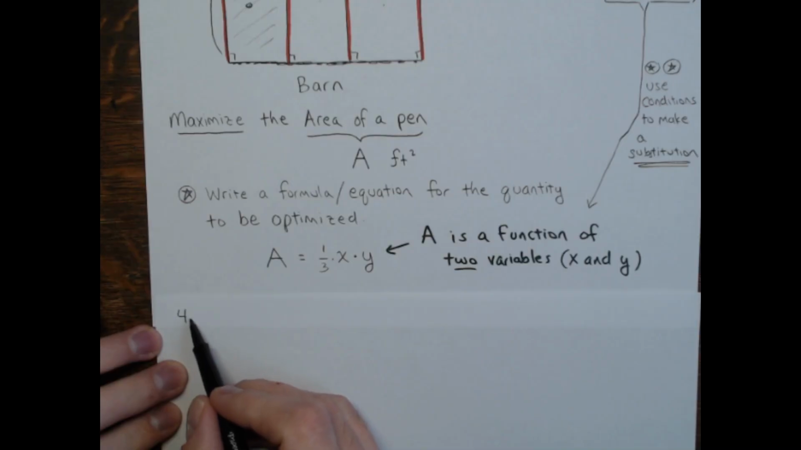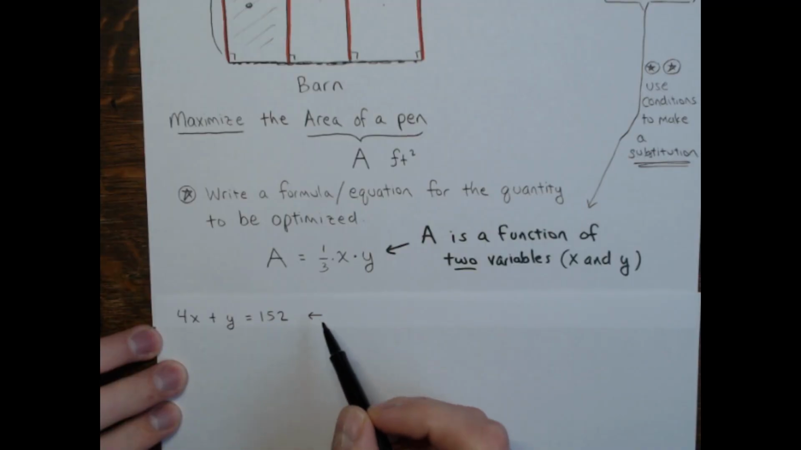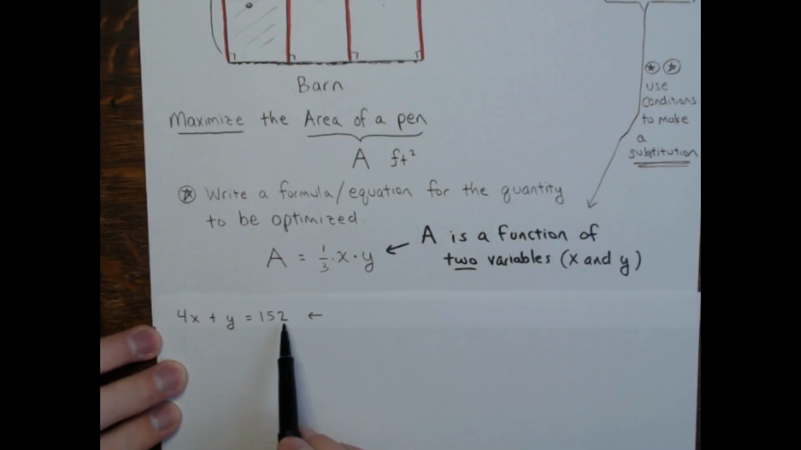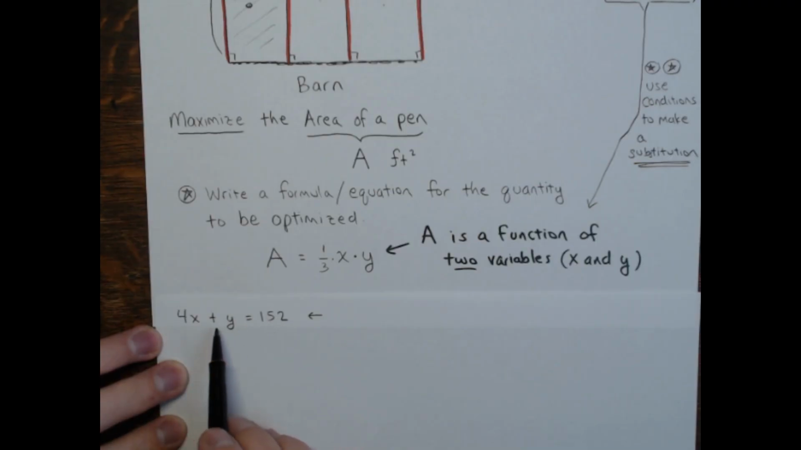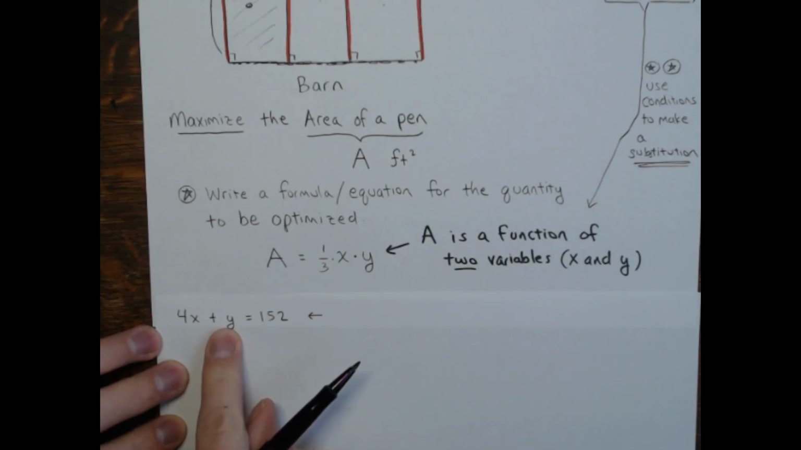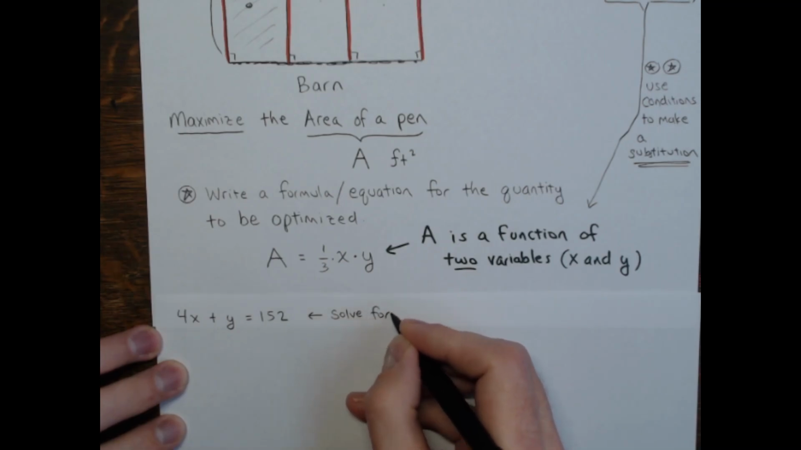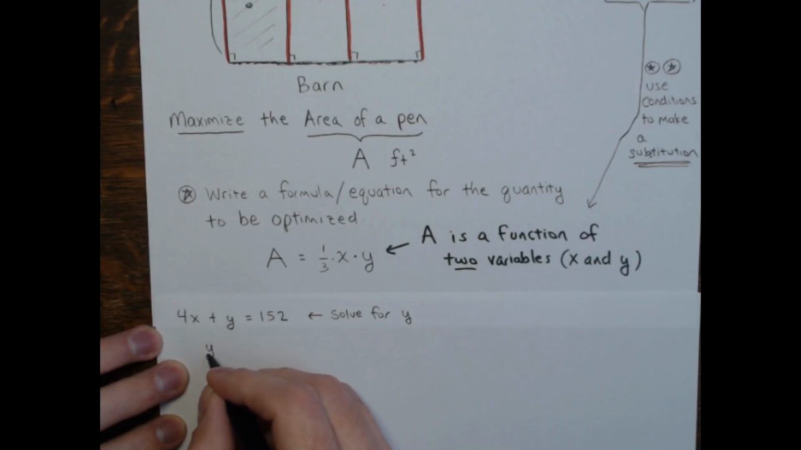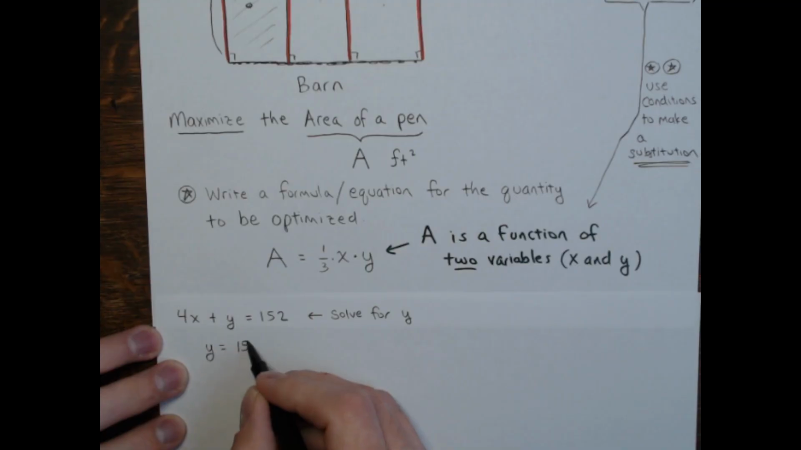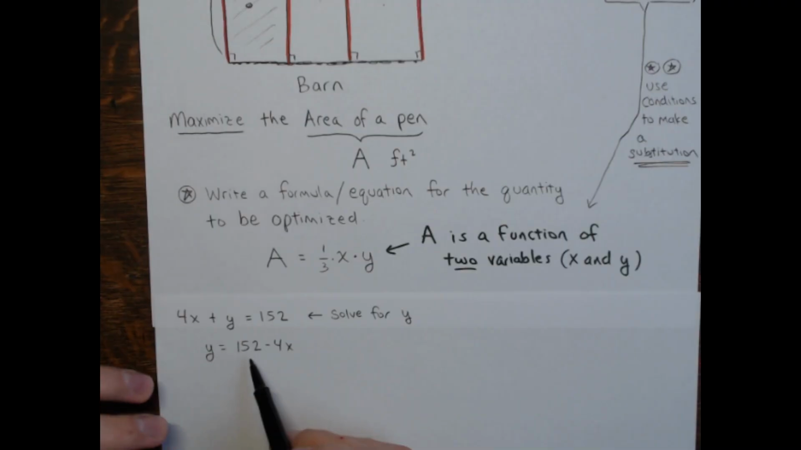So our condition was, 4 of these x feet, right, 4 x's plus the y feet must be 152. So you solve this condition, you solve your information restriction for one of the variables. Now the easiest variable to solve for in this would be y, right, because the coefficient on y is 1. So I'm going to solve for y in my condition. And that would simply be y equals 152 minus 4x, or negative 4x plus 152, either way.